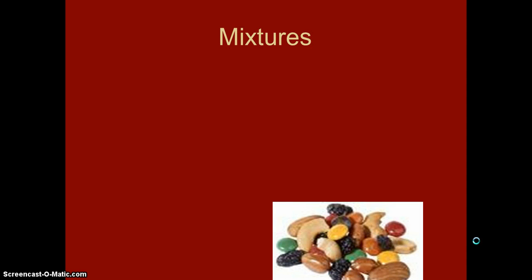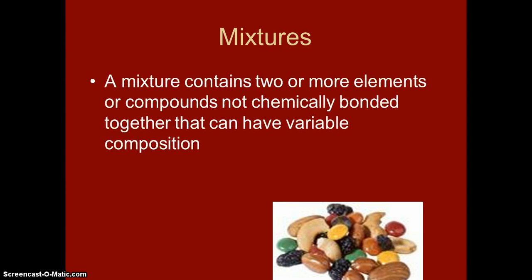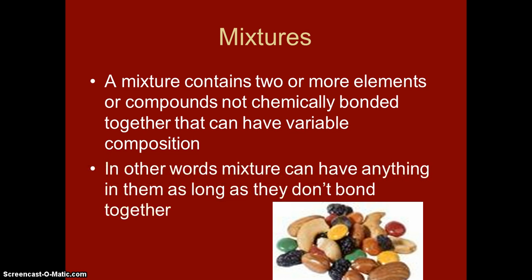Mixtures, the last of our types of matter. A mixture is going to contain two or more elements, kind of like a compound, except they are not going to be bonded together and can have variable composition. Great examples are things like Chex Mix, trail mix, etc. Things where you can see all the little different pieces in there and you can say, oh, well, they're not bonded together. I could just move them away from each other.